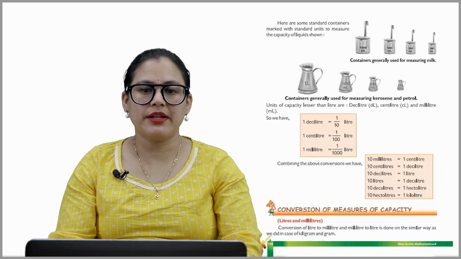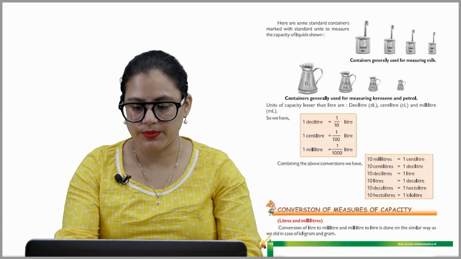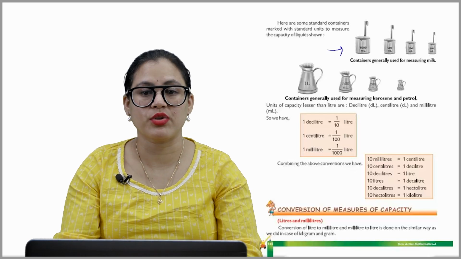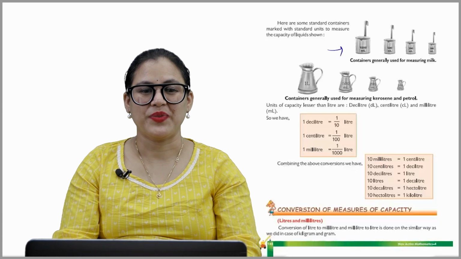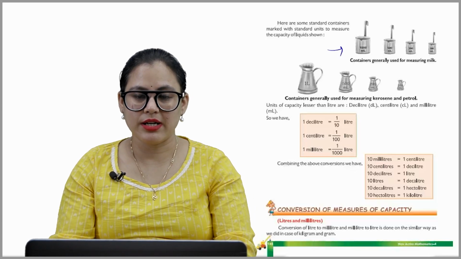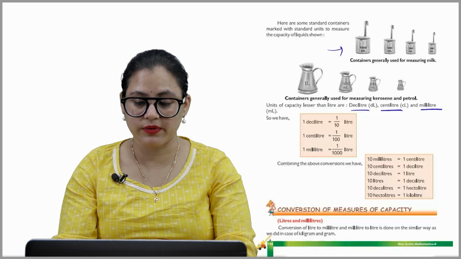Here are some standard containers marked with standard units to measure the capacity of liquid shown. Containers like these are generally used for measuring milk, and these containers are generally used for measuring kerosene and petrol. Units of capacity lesser than liter are deciliter, centiliter, milliliter. Okay, abbreviations are also given.